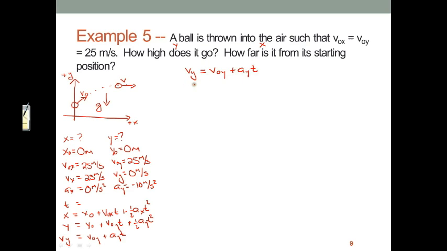So Vy at the top goes to 0. V0y we were given as 25. A sub y is a negative 10. Okay. So I'm going to move the 10t to the other side. So t equals 2.5 seconds. I can now use the top two equations to find the actual answers to the question. How high and how far does it go?